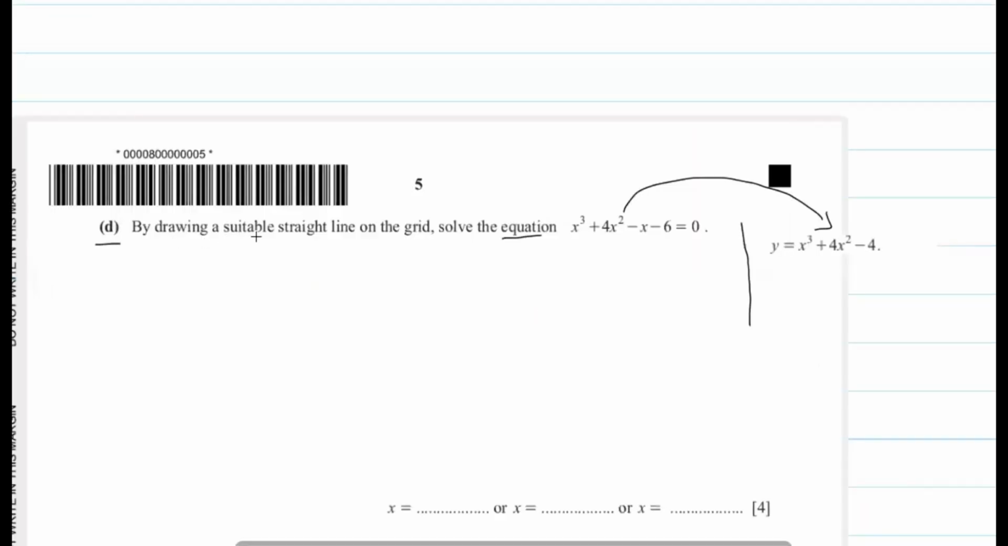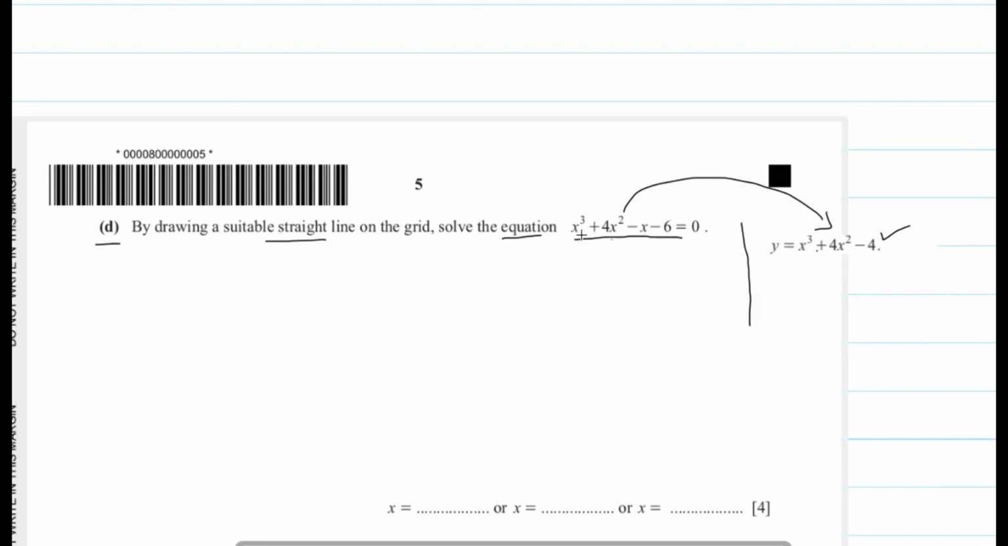Part D, by drawing a suitable straight line on the grid, solve the equation. Look here, this is the equation given, and we have to draw the straight line on the graph. Therefore, this is the graph equation, and we have to draw the straight line. We can get this straight line if we compare this equation with the graph equation.